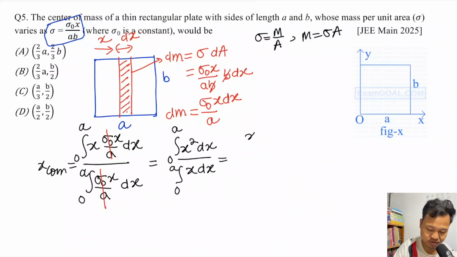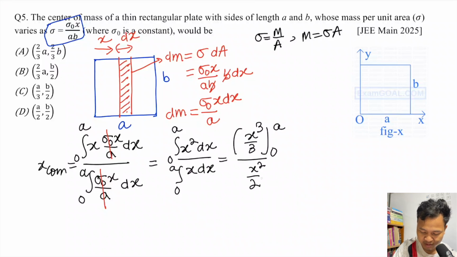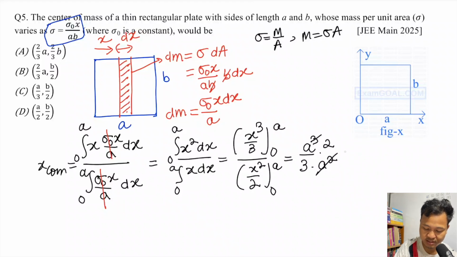Integrating, we get x cube by 3 from 0 to a, divided by x square divided by 2 from 0 to a. So here you'll have a cube divided by 3 into a squared divided by 2. The a squared gets cancelled out, so finally you have 2a divided by 3. The x component is 2a by 3. Among the options, eliminate c and d; it is between a and b.